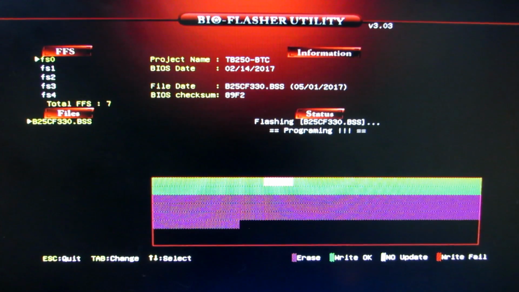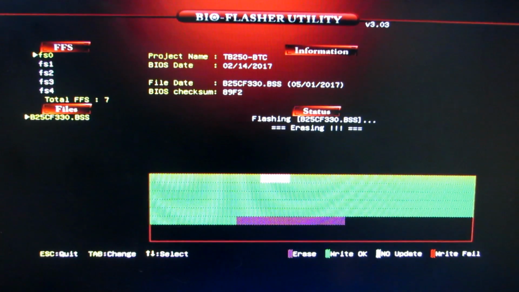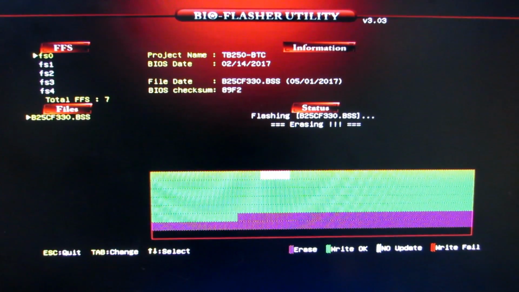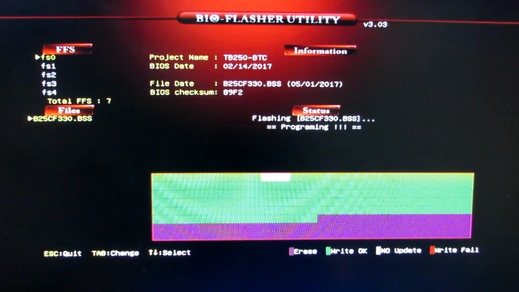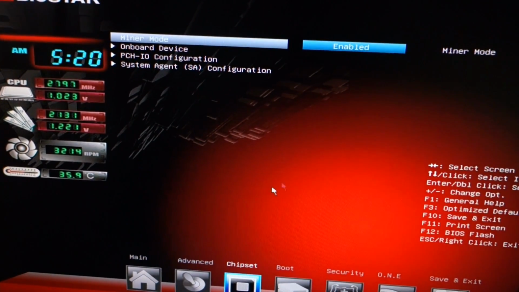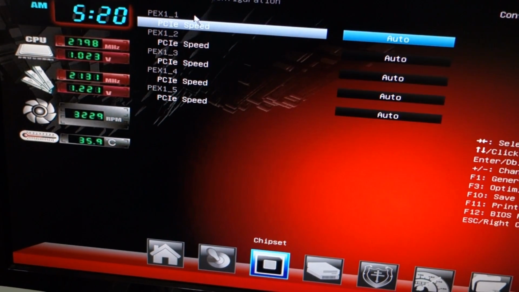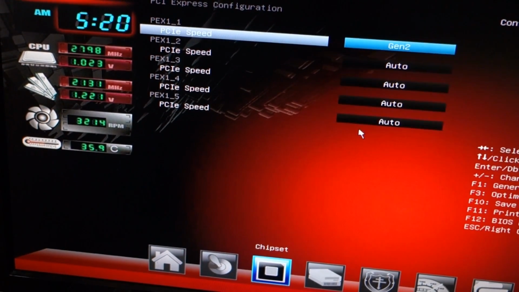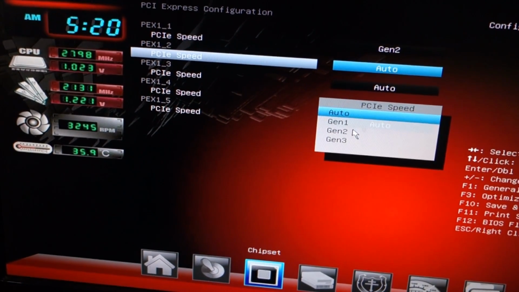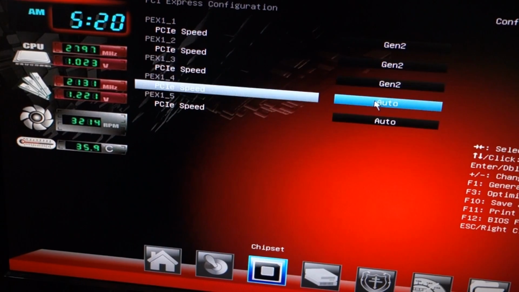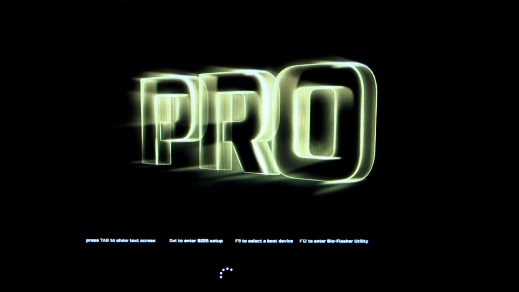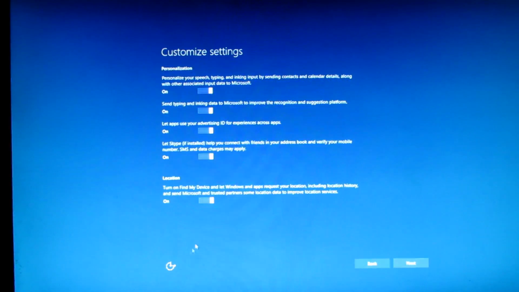One thing that I did was that I did update the BIOS to the most recent version, 330. I also went into the motherboard BIOS and enabled the mining mode, and I changed all of the 1x PCIe slots to Gen 2. Here Windows is installing. Make sure to switch all those off.